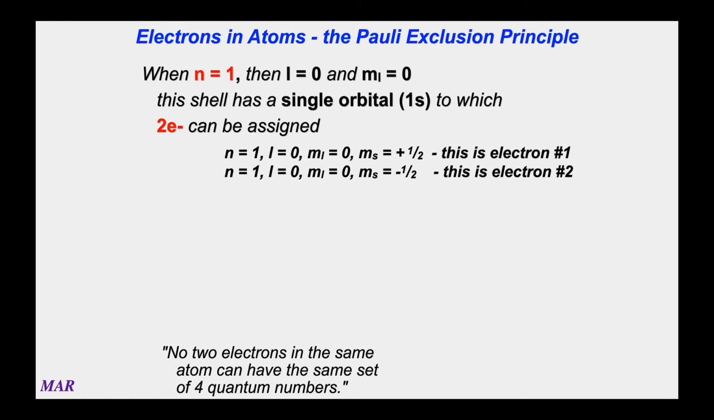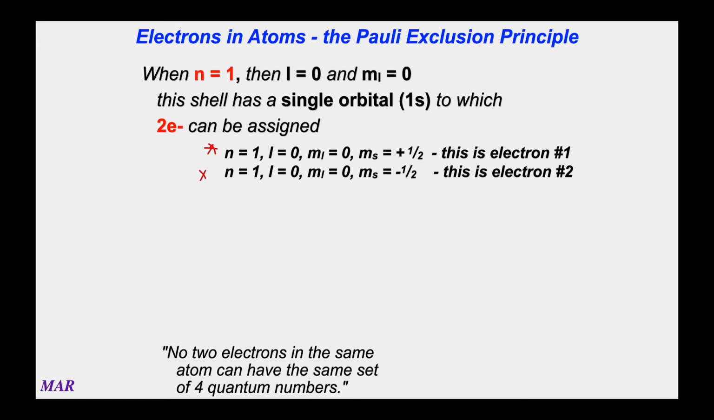If you can have only 2 electrons in each orbital, the 1s is an orbital. And so we can now assign the 4 quantum numbers. For the electrons in the 1s orbital, you can have n equals 1, l equals 0, m sub l equals 0, and m sub s equals 1/2.